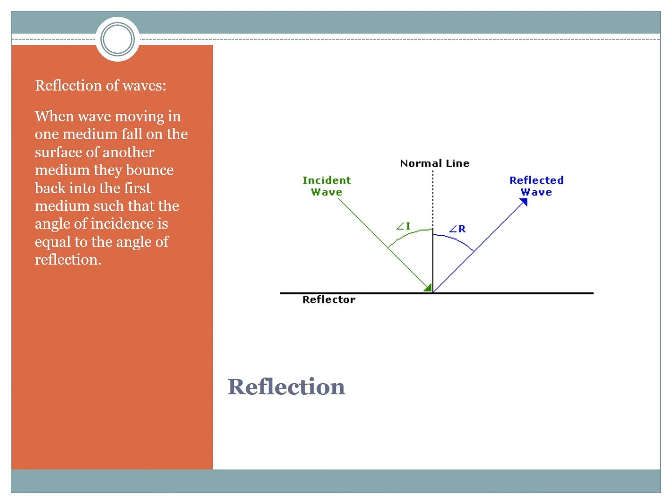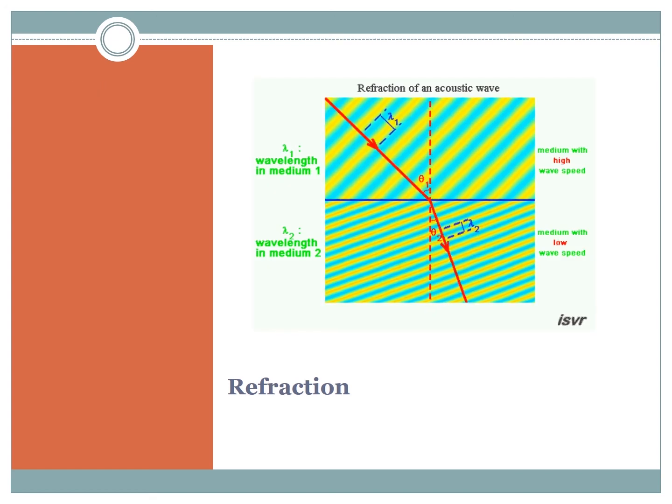Now we will see what actually is the definition of reflection. When waves moving in one medium fall on the surface of another medium, they bounce back into the first medium, such that the angle of incidence is equal to the angle of reflection. This phenomenon is called reflection of the wave. Next is refraction.